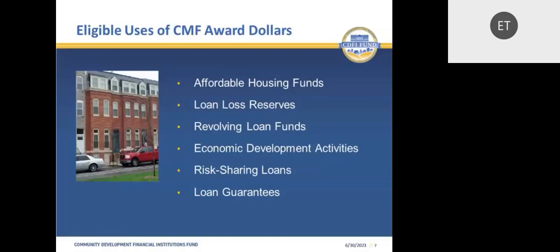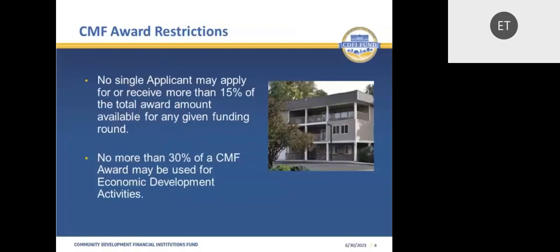Eligible uses of CMF award dollars include capitalizing an affordable housing fund, funding loan loss reserves, capitalizing a revolving loan fund, capitalizing an economic development activity fund, making risk-sharing loans, and providing loan guarantees. So there are some restrictions on the CMF award that you should be aware of. No single applicant may apply for or receive more than 15% of the total award amount available for any given funding round, and no more than 30% of a CMF award may be used for economic development activities, and you must request that in your application.